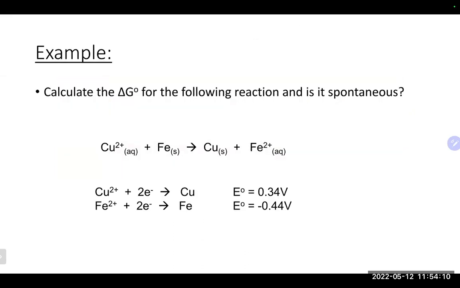All right, so why don't you give this one a try? Calculate the delta G naught for the following reaction, and is it spontaneous? Let's see what you come up with here. These again are the SRP values you would find in a table. Okay, let's take a look.